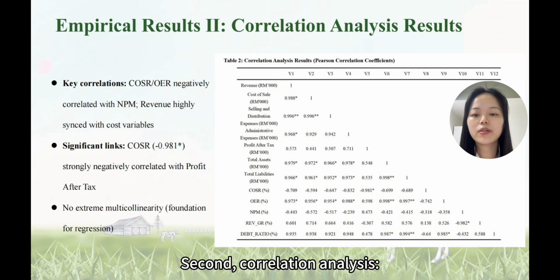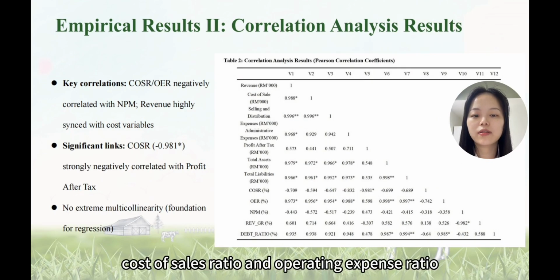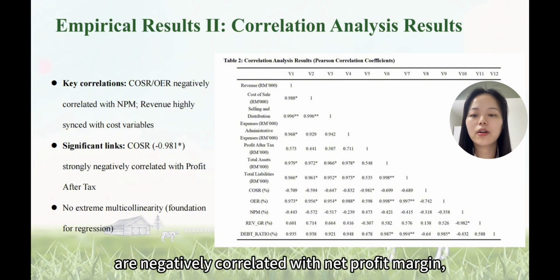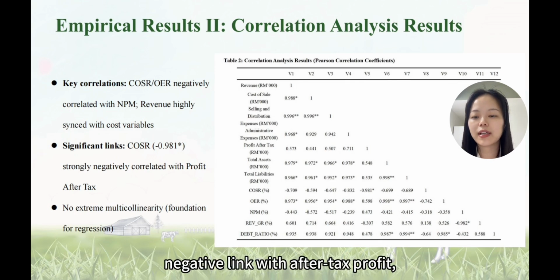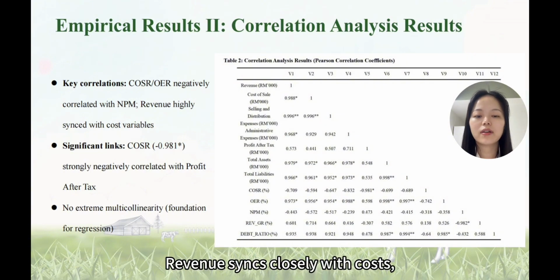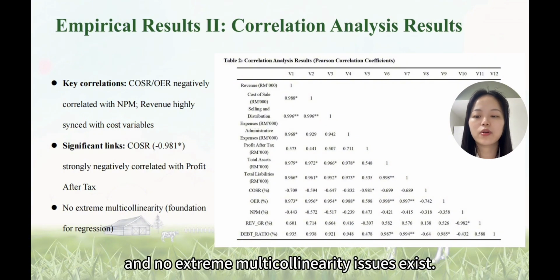Second, correlation analysis. Cost of sales ratio and operating expense ratio are negatively correlated with net profit margin, and cost of sales ratio has a strong negative link with after-tax profit, confirming cost-profit impact. Revenue syncs closely with cost, and no extreme multicollinearity issue exists.